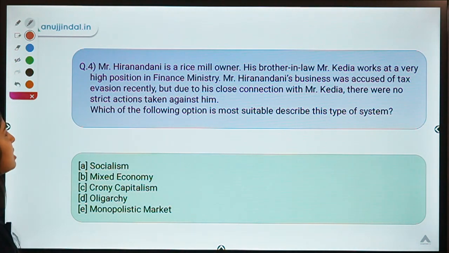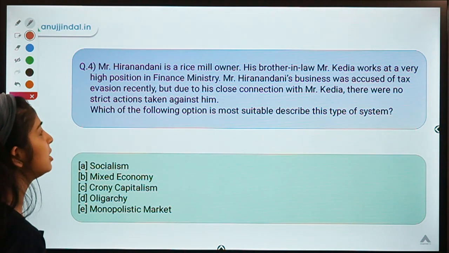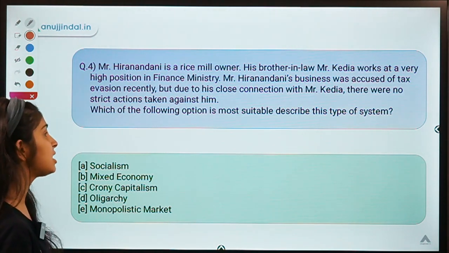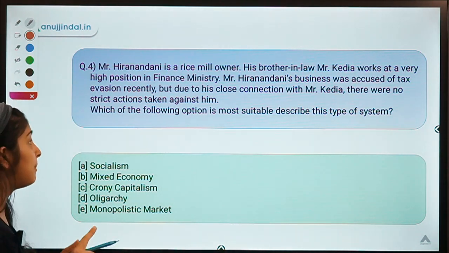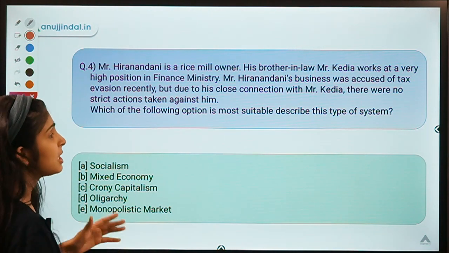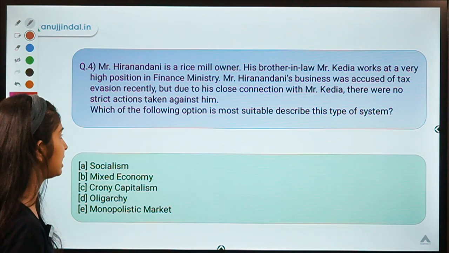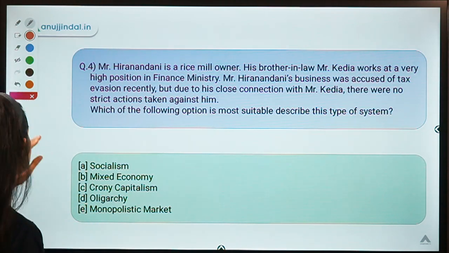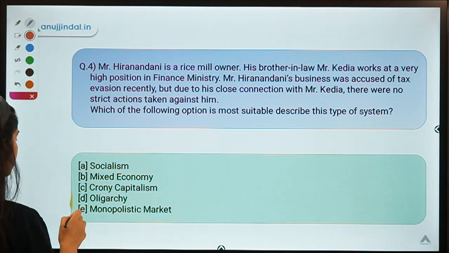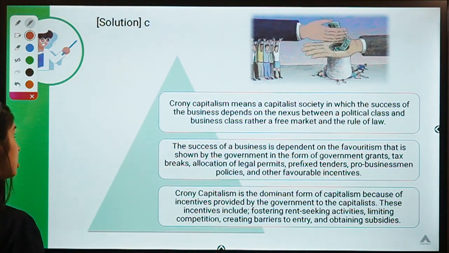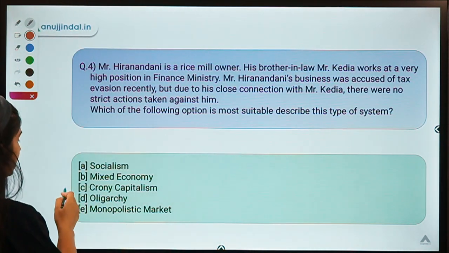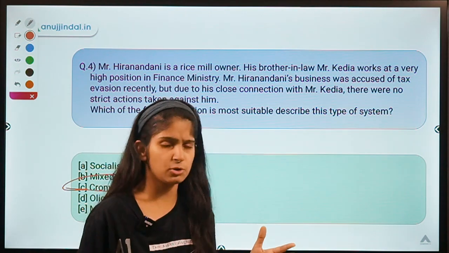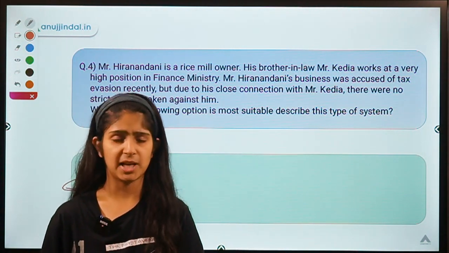So here is the question, which says, Mr. Hira Nandani is a rice mill owner. His brother-in-law, Mr. Kedia, works at a high position in the finance ministry. Now, Hira Nandani's business was accused of tax evasion recently, but due to his close connection with Kedia, no strict actions were taken against him. Which of the following options is most suitable to describe this type of system? So, five options given to you. Moving ahead to the solution, the correct option is C. C means crony capitalism. You must have heard this term many times in newspapers and economic or finance magazines.